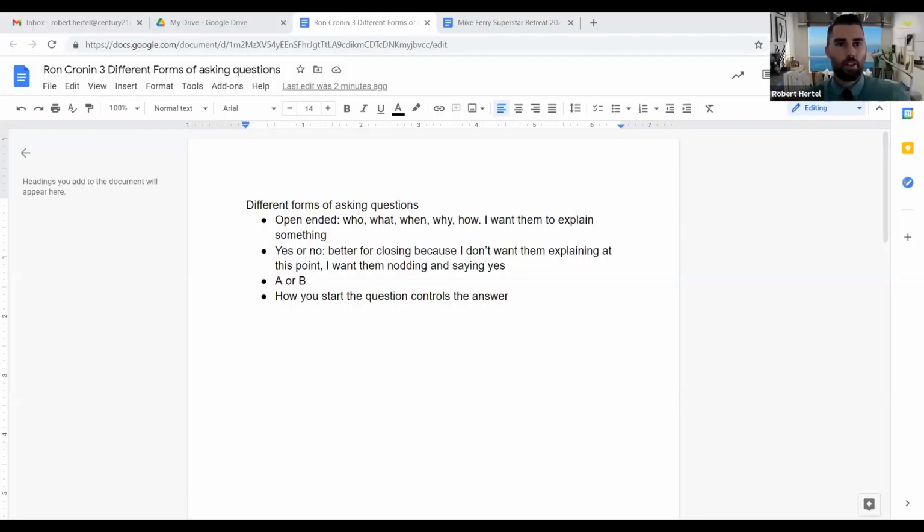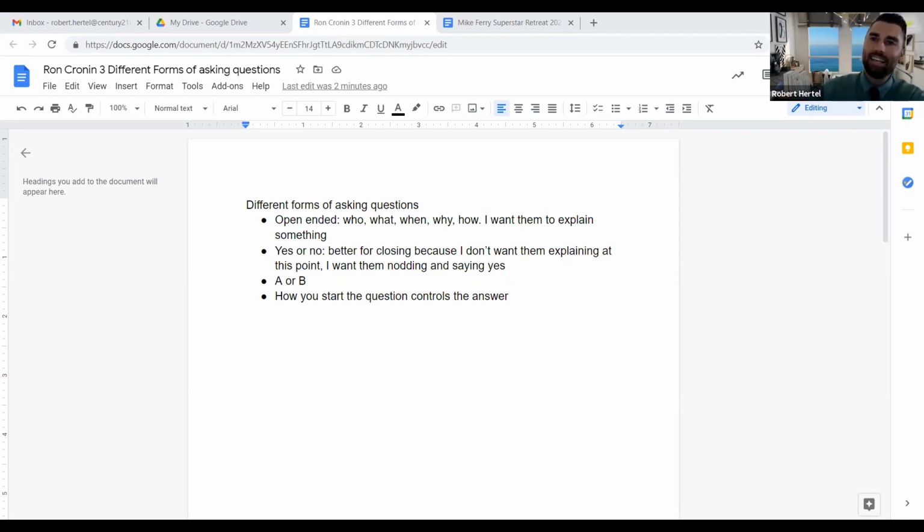So, I was asked to do this. On Cronin, I just shared my screen, said there's different forms of asking questions. So there's three different forms of asking questions. There's open-ended, yes or no, and A or B. How you start the question controls the answer.